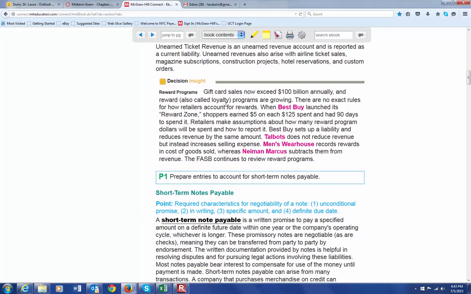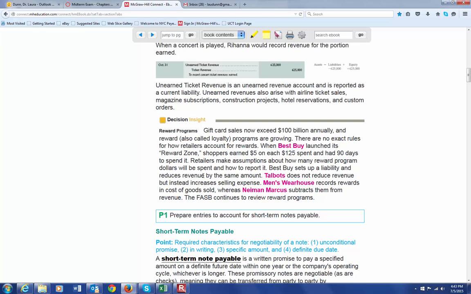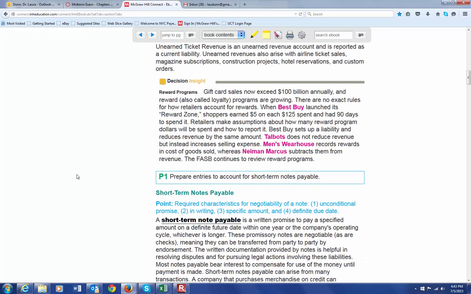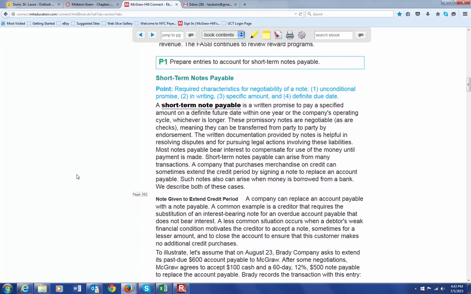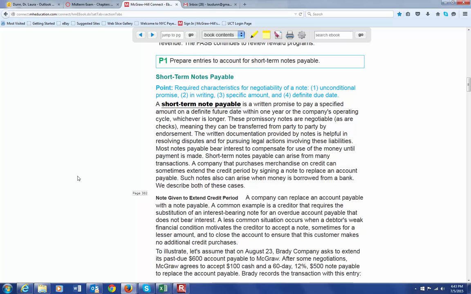You can read this part here about various reward programs and how they might record those things on your own. Okay, short-term notes payable, another very common current liability. This is when there's a written promise to pay a specific amount of money on a particular date, but within 1 year. That's what makes it a short-term note payable.